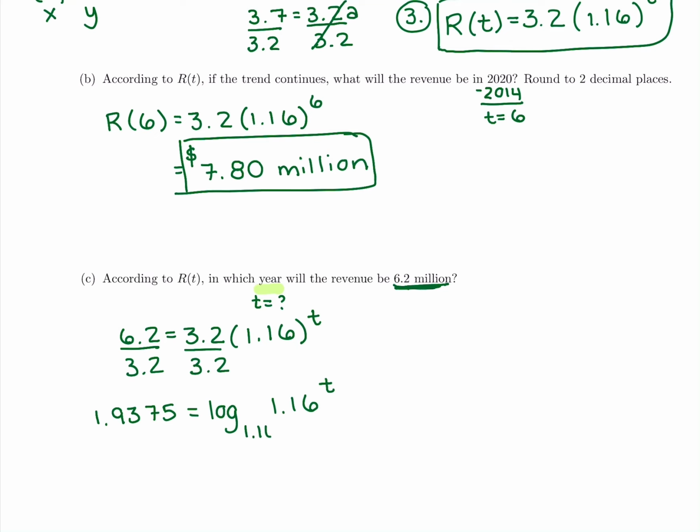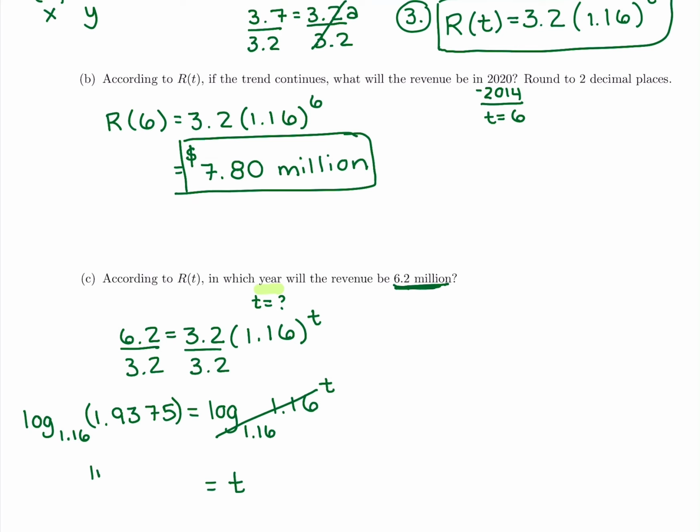So log base 1.16 is going to cancel out with 1.16, and then we're going to be able to bring T down. But if I want to do that to the right side, I also have to do it to the left. So I'm going to take log base 1.16 of 1.9375, and that will get T by itself. If I have that math button in my calculator where I can change the log base, I'm going to scroll down and plug it in just like that.